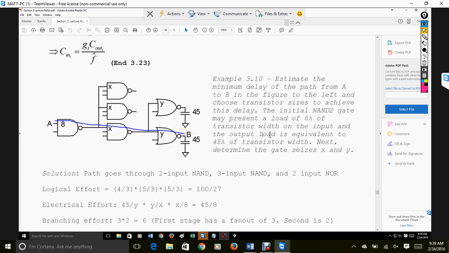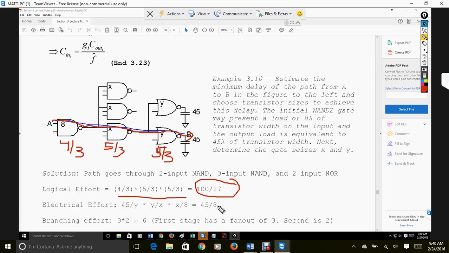So the path, the first thing we do is we know the path goes from A to this 2 input NAND gate through this 3 input NAND gate to this 2 input NOR gate to the output. So we know that this is 4/3, right? Because it's 2 plus n over 3. And we know that this is going to be 2n plus 1 over 3, sorry. And this is going to be 2 plus n over 3, so this becomes 5/3 because it's 3 inputs, and this is 4/3. So it's going to be 4/3 times 5/3 times 5/3. This is going to become 100 over 27.